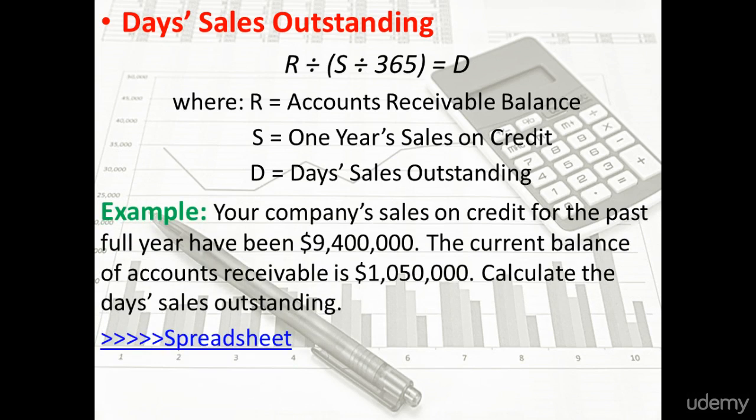And here is an example. Your company sales on credit for the past full year have been $9,400,000. The current balance of accounts receivable is $1,050,000. Calculate the days sales outstanding. Let's see this example on a spreadsheet.